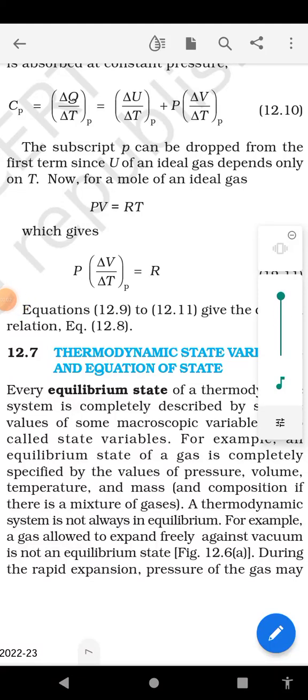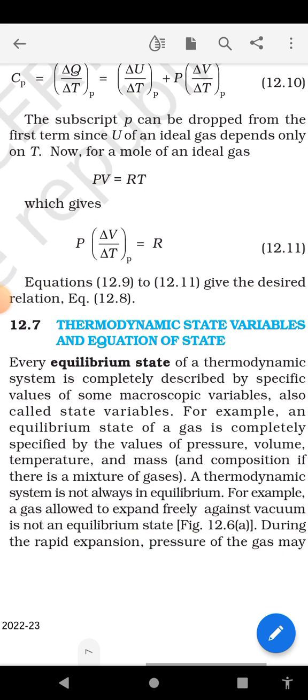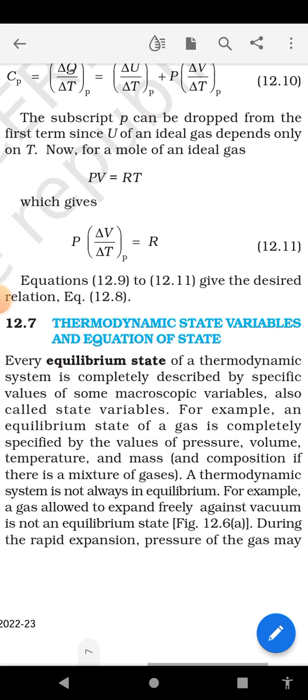Thermodynamics, state variable and equation of state. Every equilibrium state of a thermodynamic system is completely described by specific value of some macroscopic variables, also called state variables. For example, an equilibrium state of a gas is completely specified by the value of pressure, volume, temperature, and mass. A thermodynamic state is not always in equilibrium.